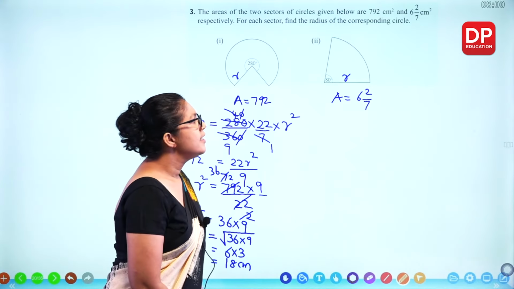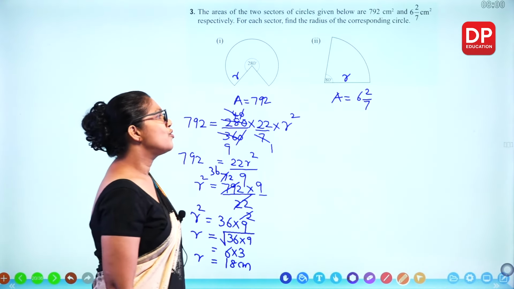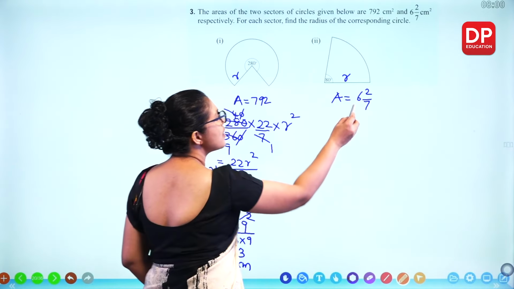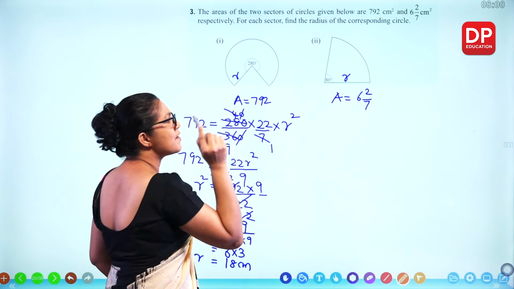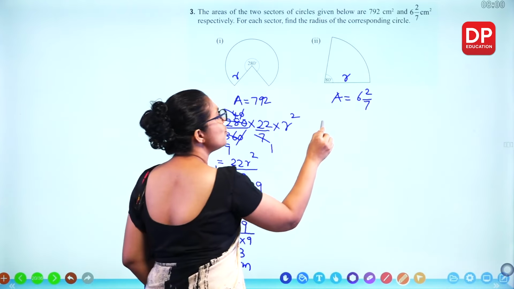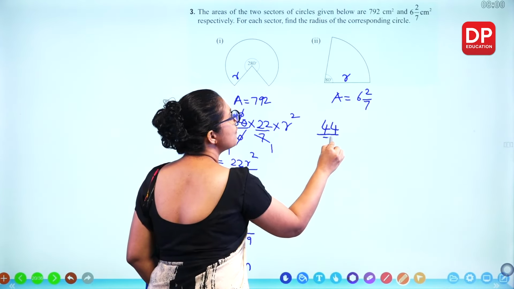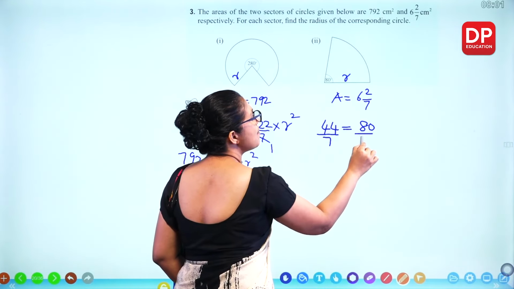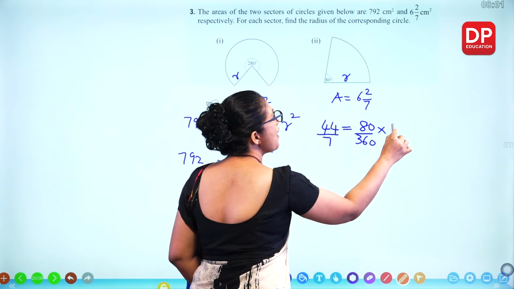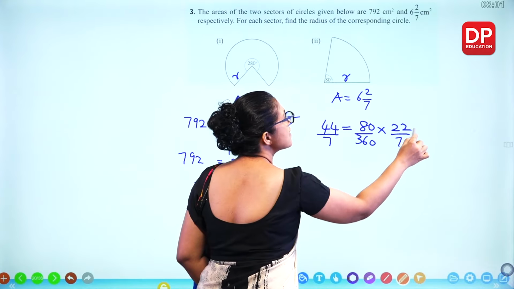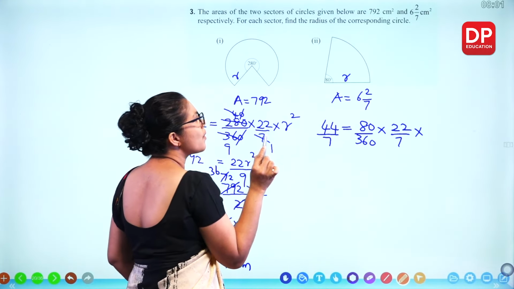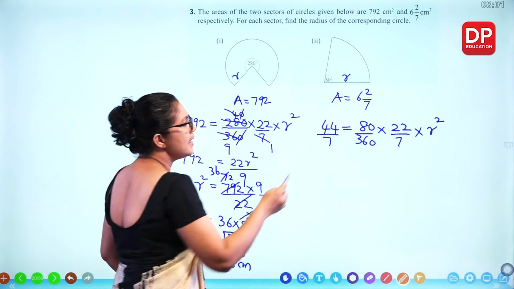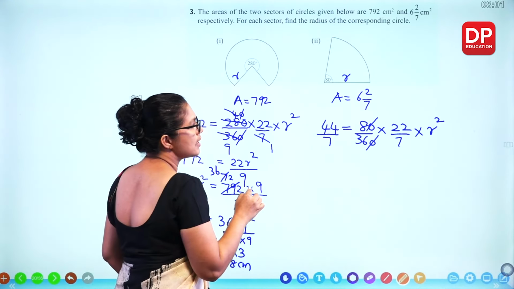What about this one? This is a mixed number, so you can convert this to an improper fraction first. When you convert, what do you get? 6 times 7, 42. 42 plus 2, 44. So 44/7 is equal to, the angle is 80 divided by 360 into pi. Pi you can take 22/7 into r squared. Now try to simplify. 0 gets cancelled out.